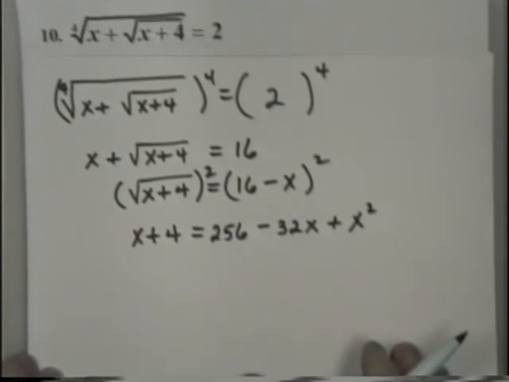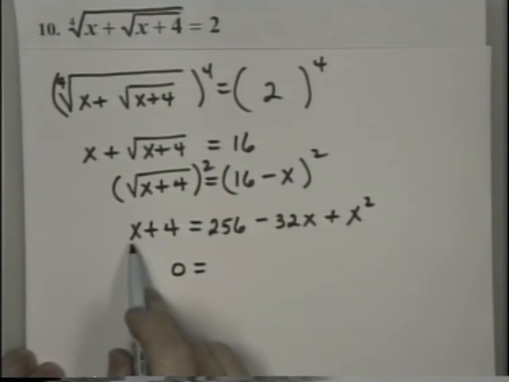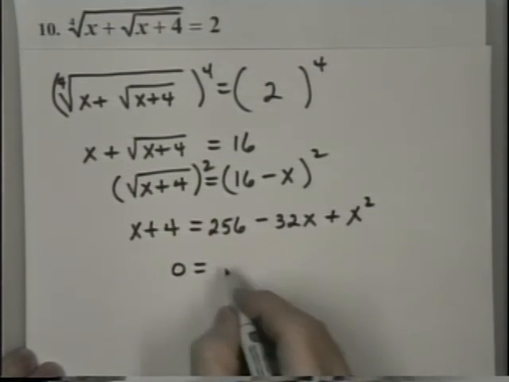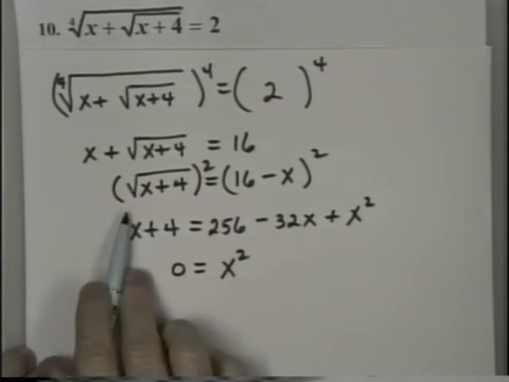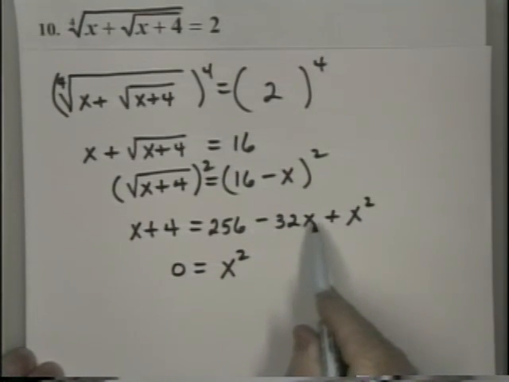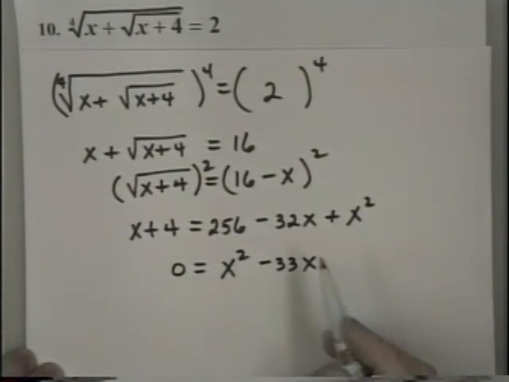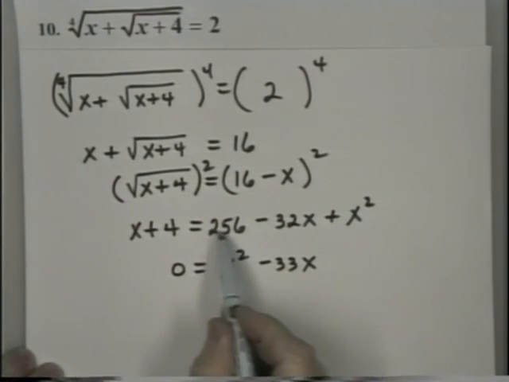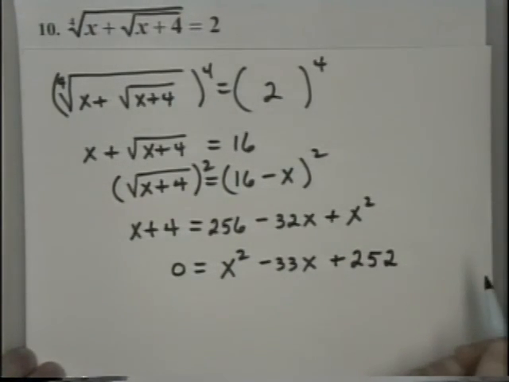Quadratic equation, right? So set it equal to 0. I'm going to make the left side 0 by taking away x. And at the same time, let's get this in the right order. I'm going to put the x squared term first. Then I'm going to take away x from this side, so it's gone. And I take away x from that side, which makes negative 32x minus x a minus 33x. Then subtract 4 from this side, which gives me plus 252.